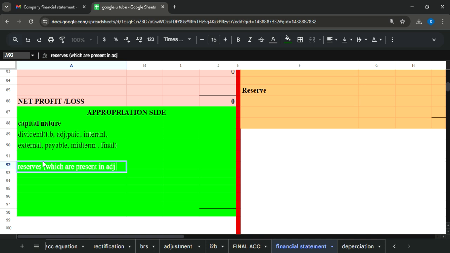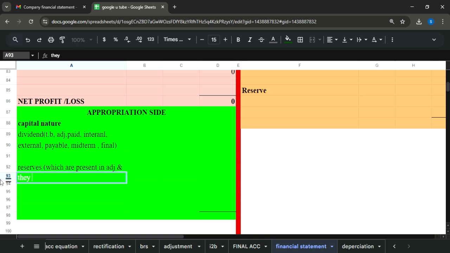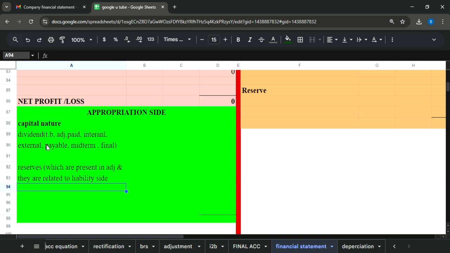and they are related to the liability side. Alright guys, there are two things we have noted down: all expenses which are of capital nature. There are two types of expenses where we have seen dividend and reserves.